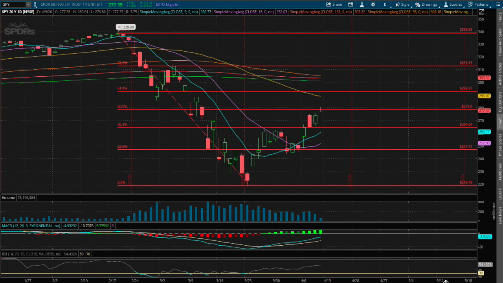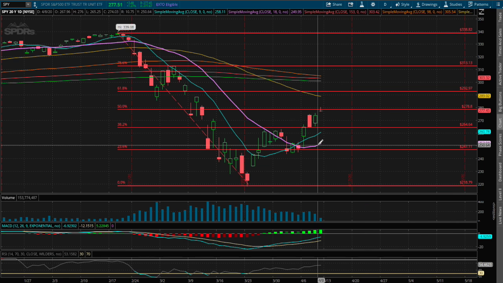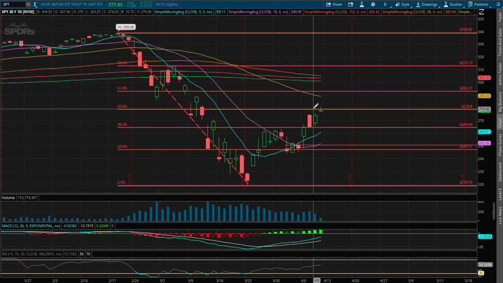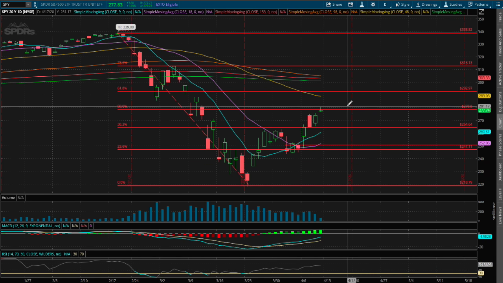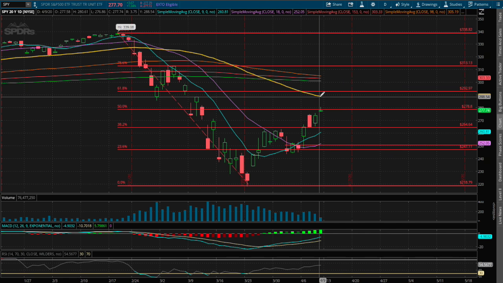So if we do head back lower, I do see a possible support level around the 18-day moving average, which is around a price of 250. And that will be our first immediate support. And as for resistance, if we do manage to climb higher, I do see a price resistance around the 50-day moving average, this yellow line. That is around a price of $288.